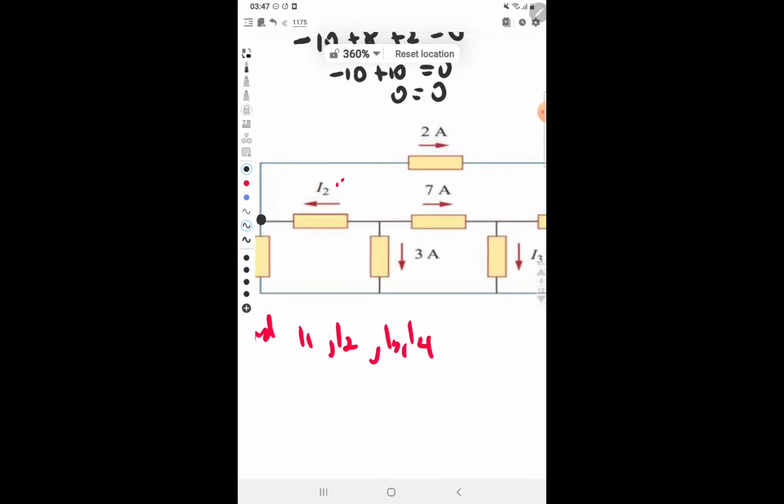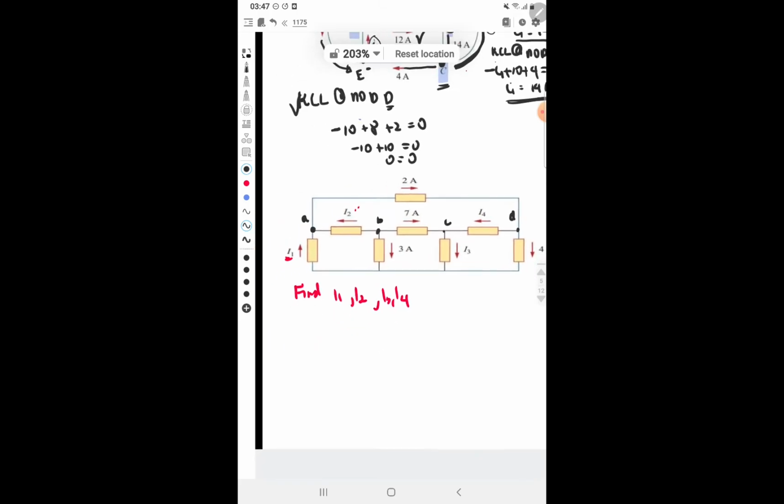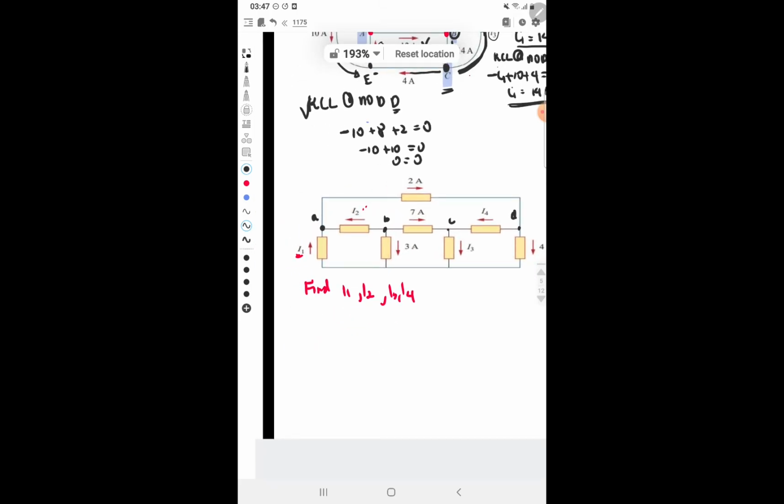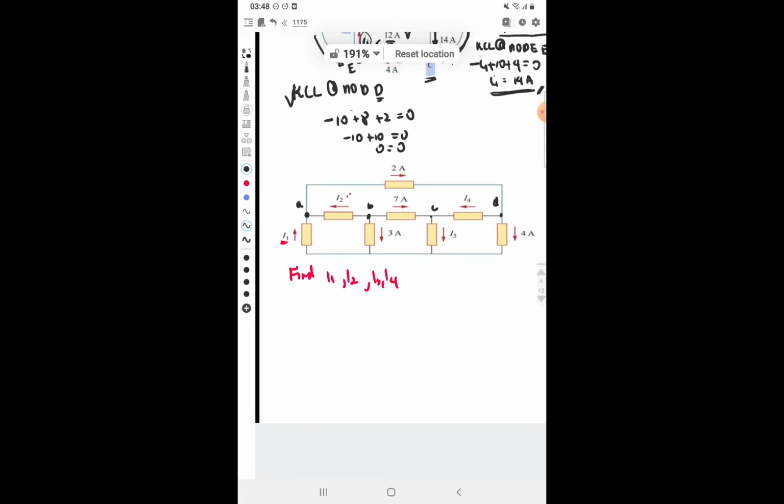This is my node A. This is my node B. This is my node C. And this is my node D. So, ano ba ang kahalagaan ng pag-identify ng node? Number 1 is to avoid confusion on the direction of your current, lalo na pag yung mga node na yan magkakatabi. Okay? And number 2 is to avoid confusion in getting the equation of any currents that would be solved. Okay?